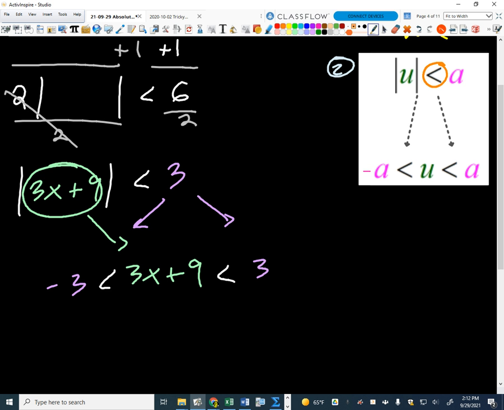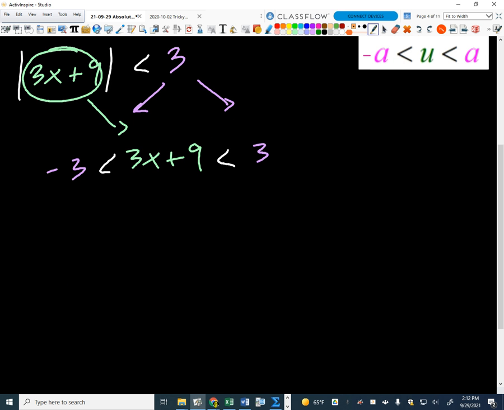Now it's important that you see here that this is the pattern we associate with this kind of an absolute value inequality, where the isolated absolute value is less than a number. If the isolated absolute value is greater than a number, it's going to be a different pattern that we'll see in a second. Okay, but this is the one for a less than. And now we practice solving this.